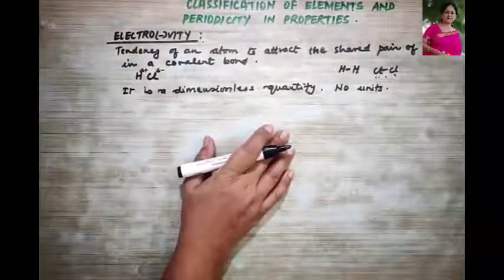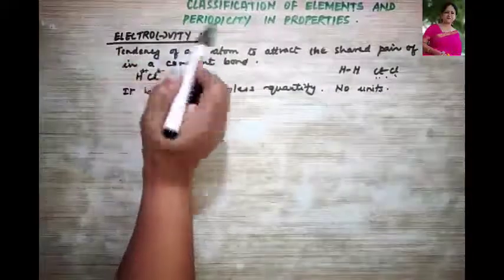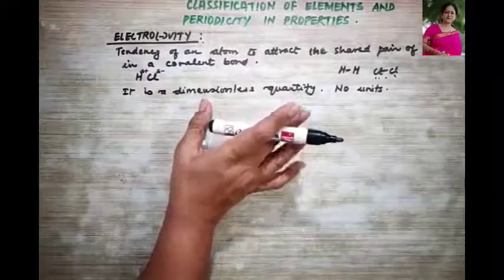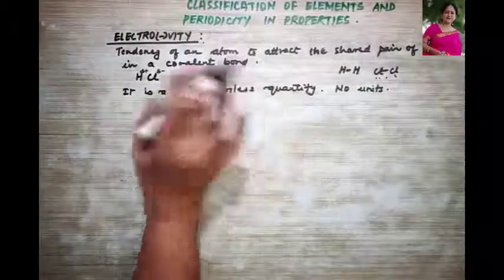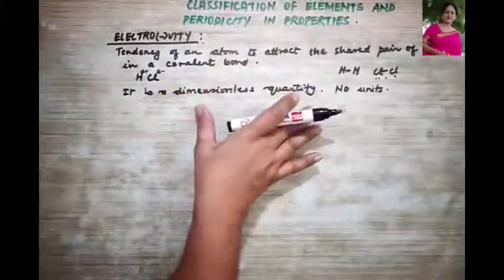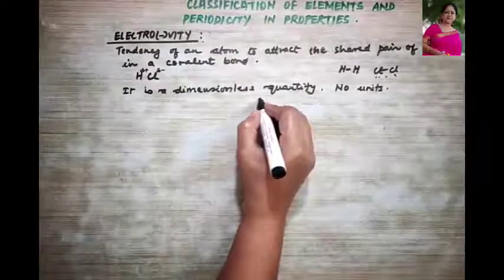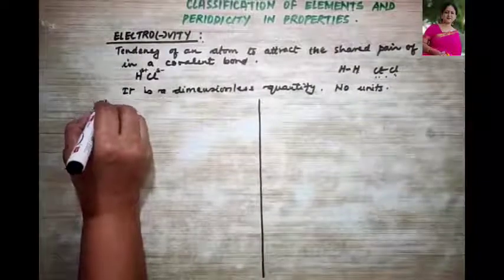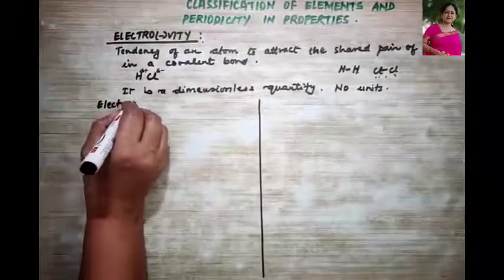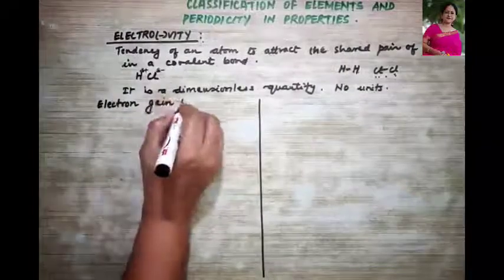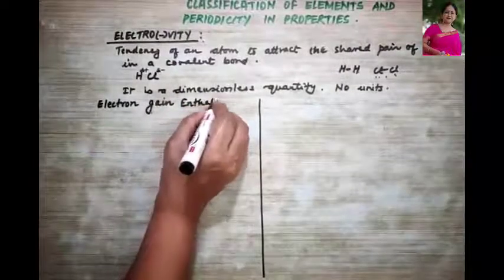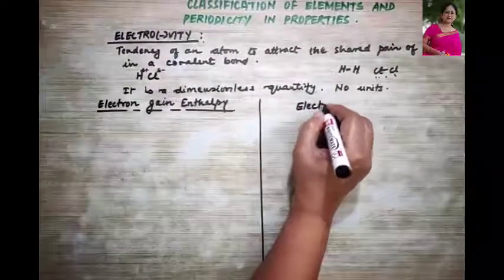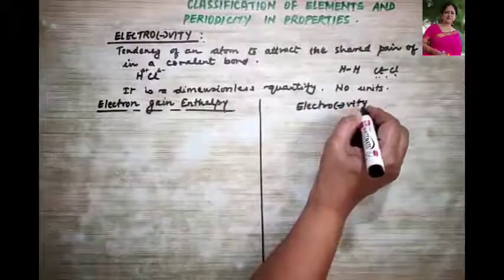Fine. Now, before I begin to explain more about electronegativity, let us understand the difference between electron gain enthalpy and electronegativity. So let me divide the page, and here I write electron gain enthalpy, and here we talk about electronegativity.